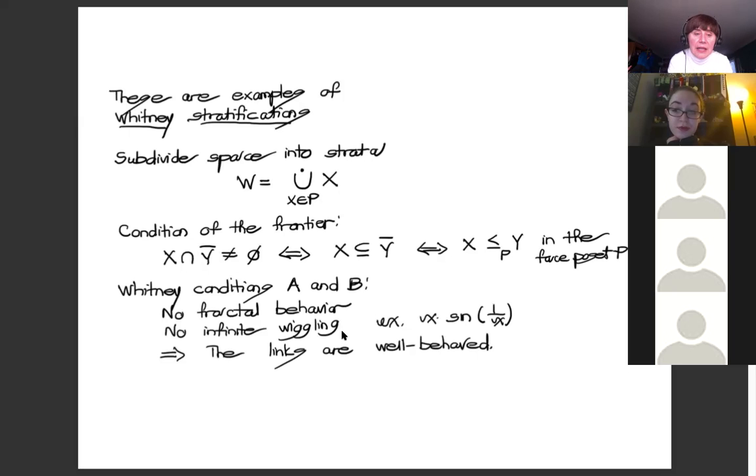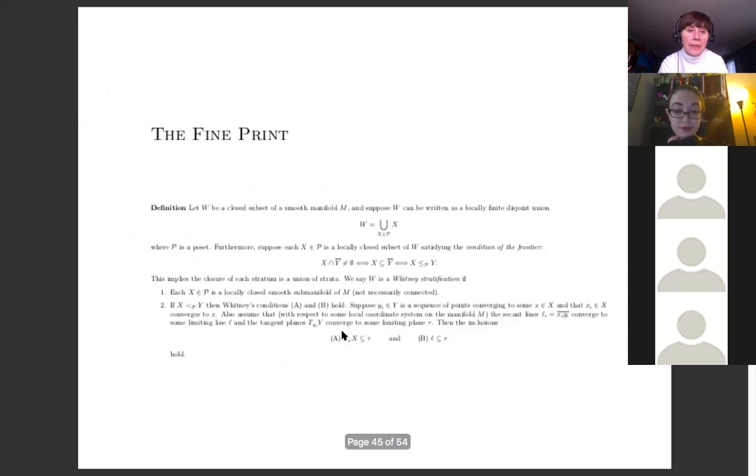They're called strata. There's something called the condition of the frontier. If you have 2 pieces where one intersects the closure of the other, and that's non-empty, that actually talks about some containment in the face poset. And then there's something called Whitney conditions A and B. You're not allowed to have fractal kind of behavior or infinite wiggling. So the whole idea is that when we do these link computations, the local geometry is really well controlled. Okay, here I have the real definition. We skip that. It's fine print.